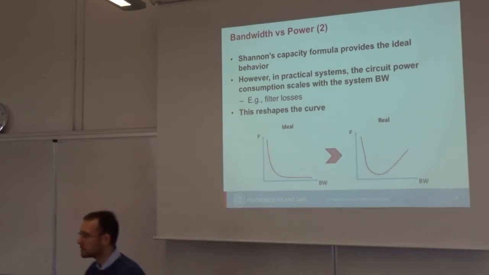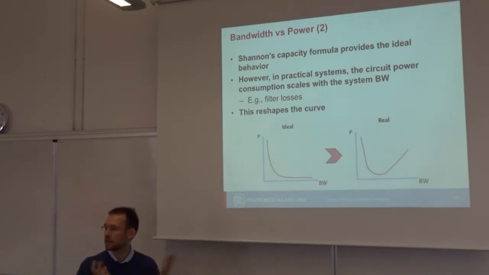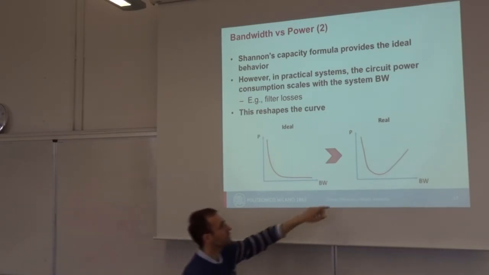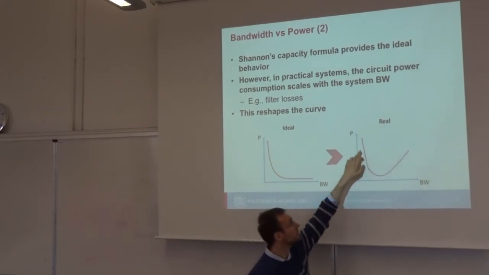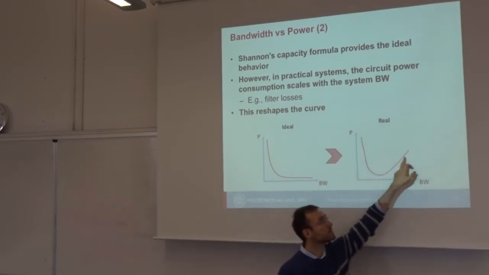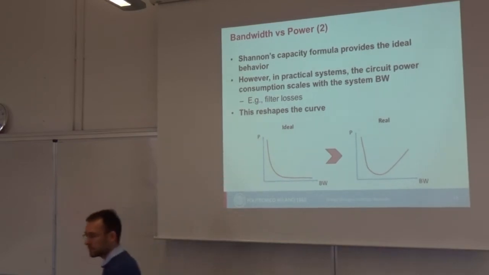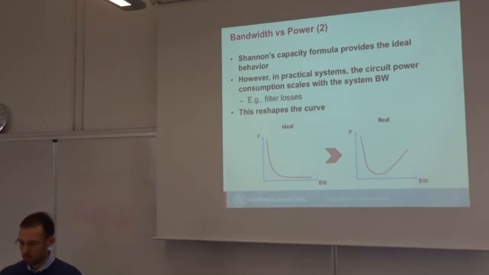So in the end, if you increase too much your bandwidth, it is true that you decrease the radiating power, but you increase the circuit power. At some point, the circuit power is much higher than the radiating power. So we have kind of a minimum. This part is driven by the radiated power, and this part is driven by the circuit power. So pay attention to what happens in the real system. And that's a first trade-off, so a first handle you can play with.